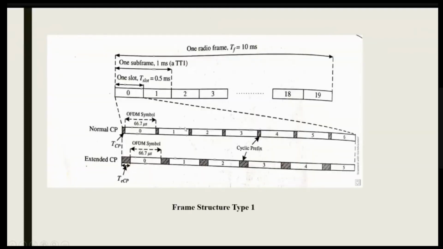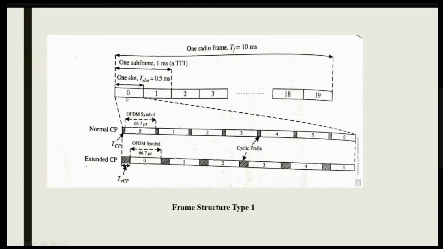This slide gives you the frame structure of type 1. Please concentrate. One radio frame has a total length of 10 milliseconds. There will be 20 slots. Each slot duration will be 0.5 millisecond. Two slots together we name as one subframe. Each subframe will be 1 millisecond in duration.